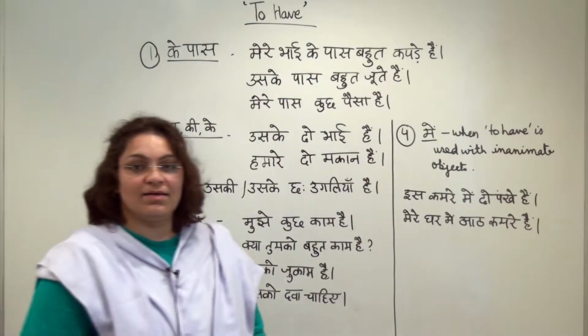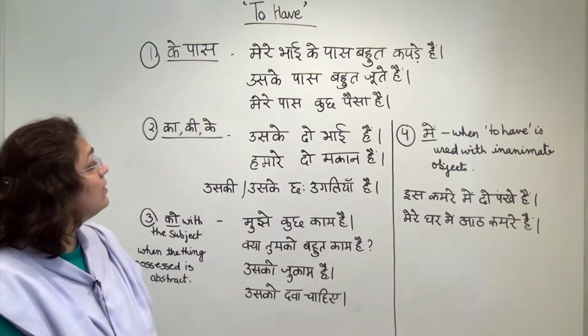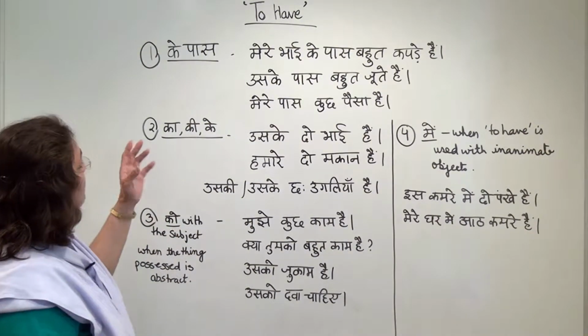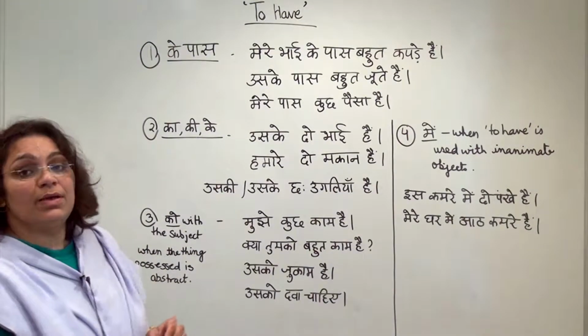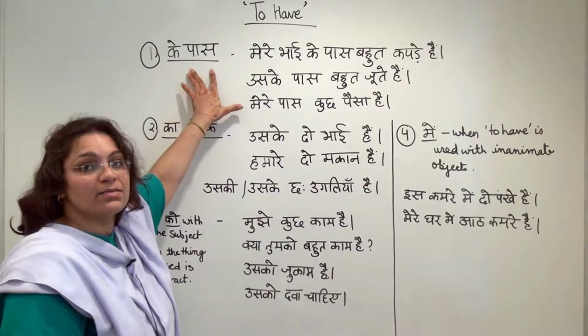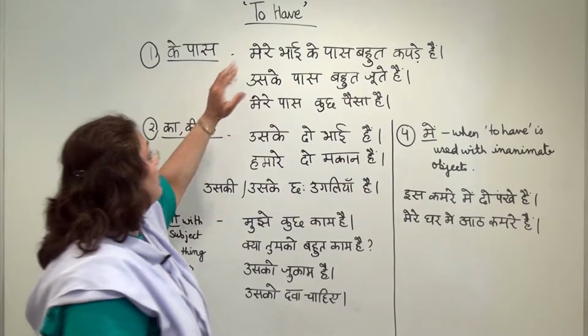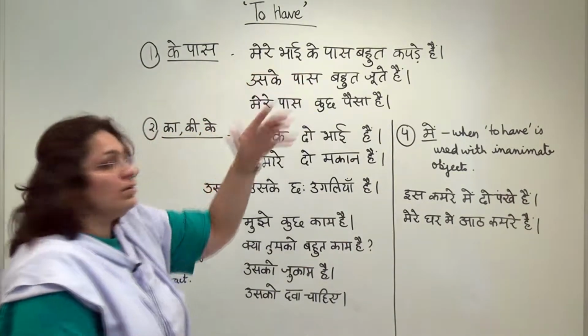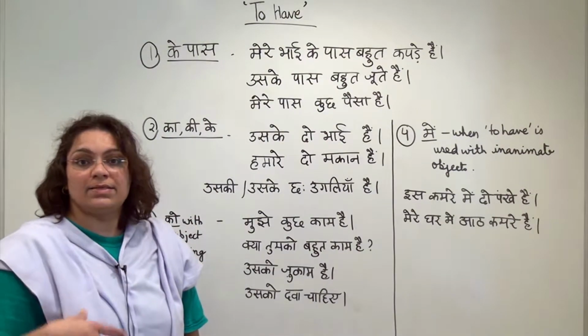We'll be doing "to have" in Hindi. So this is used in many ways. We'll discuss one by one. So the first one is ke paas. That's the equivalent of to have. Ke paas is when a person owns something or has something.